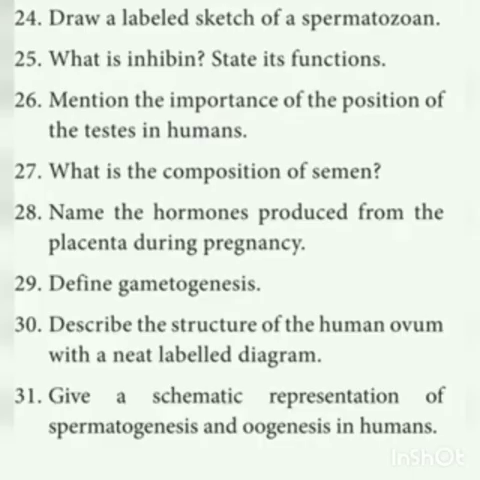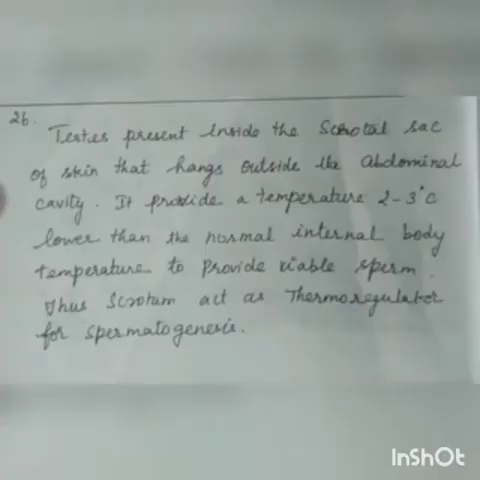Next is, mention the importance of the position of testis in humans. The testis is present inside the scrotal sac of skin that hangs outside the abdominal cavity. It provides a temperature 2 to 3 degrees lower than the normal internal body temperature. Normal temperature is 37 degrees. So the scrotal sac provides a temperature 2 to 3 degrees lower than normal body temperature to keep the sperms viable. Thus, the scrotum acts as a thermoregulator for spermatogenesis. The question may be asked like this: why does the scrotum act as a thermoregulator?